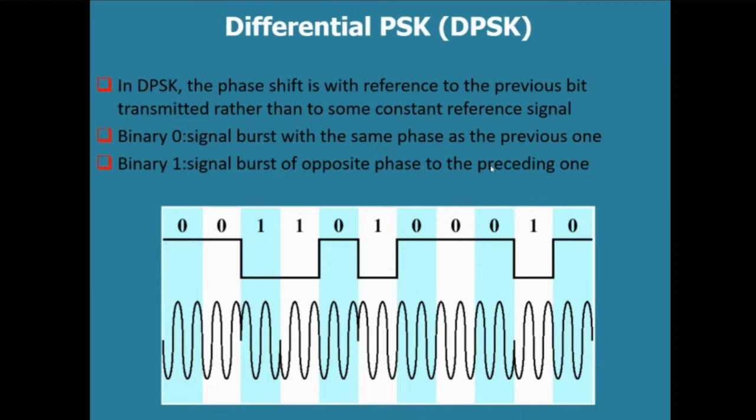Whereas in DPSK, the differential phase shift keying technique, it depends upon the previous bit transmitted. For binary 0, it will follow the previous phase shift. For binary 1, it will be opposite to the preceding one. See here, for 0 the previous phase is followed, and for binary 1 there is a phase shift. Here there is a phase shift and it goes on.